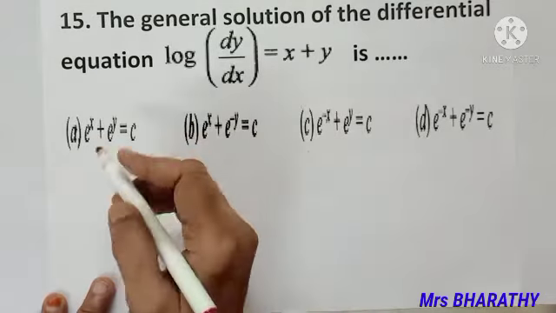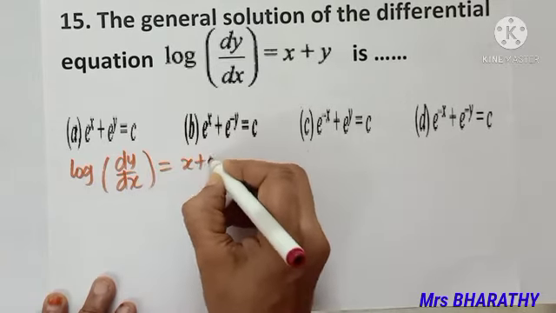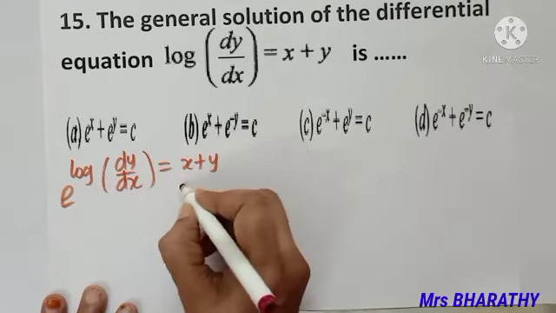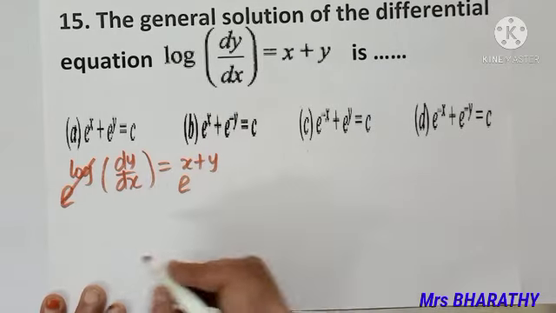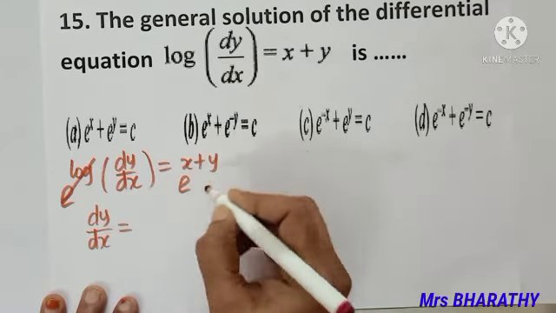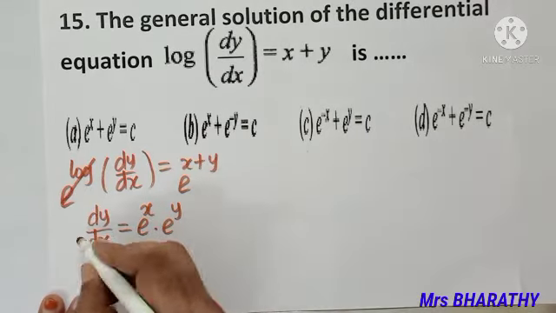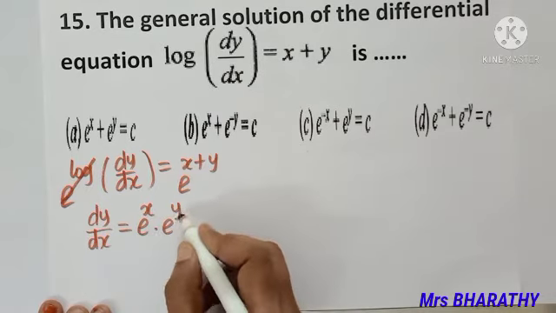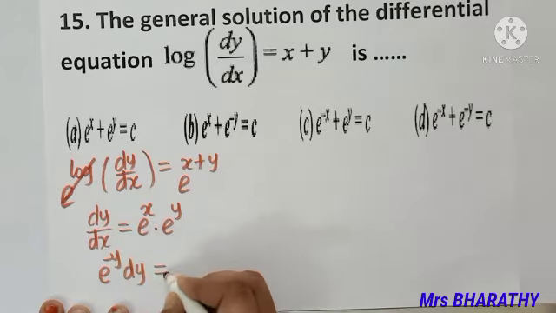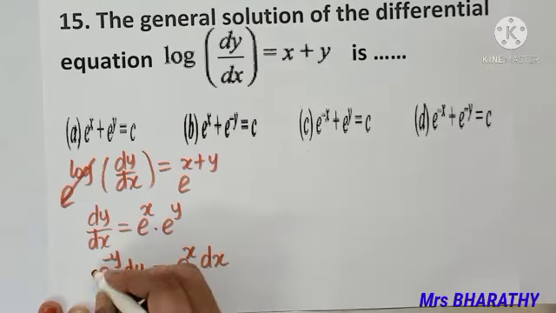Question number 15. The general solution of the differential equation log of dy by dx equals x plus y is. When I don't want log, let me raise to e power. E power log gets cancelled. We are just left with dy by dx. E power x plus y tells me e power x into e power y. Separating the variables, e power y I should take to the left, which goes as e power minus y dy. Dx goes to the right as e power x dx.